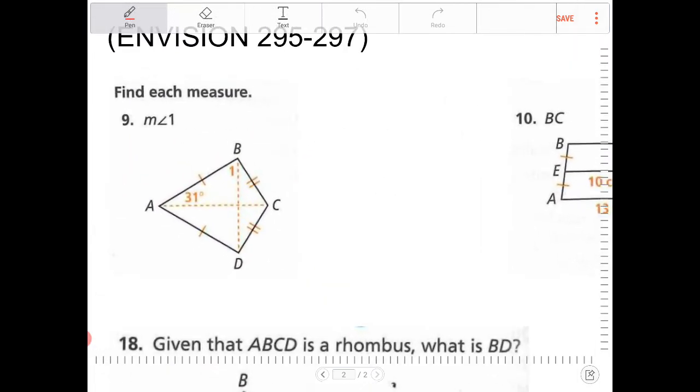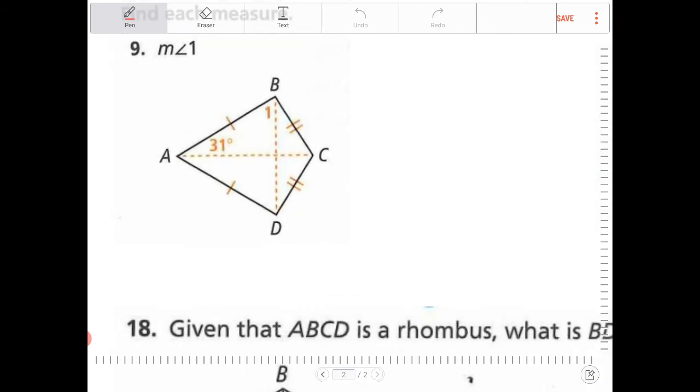Find each measure, angle 1. Okay, so I need to find out what angle 1 is. This is a kite after all, so therefore that angle there must be 90. So angle 1 and 31 must be complementary. So angle 1 plus 31 is equal to 90. Subtract 31 from both sides, angle 1 is equal to 59.